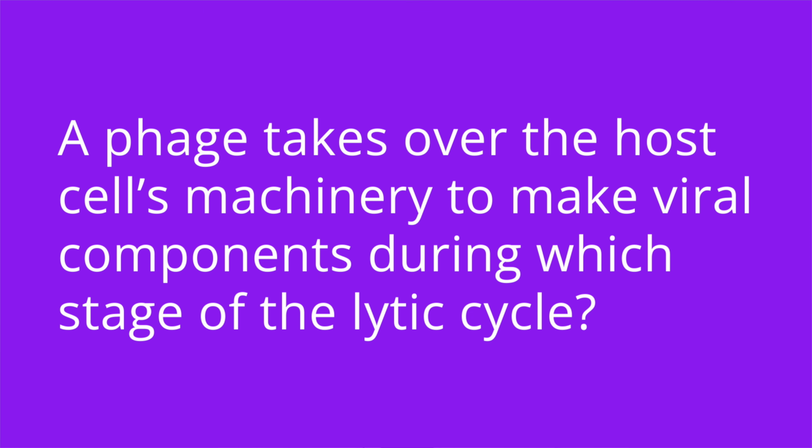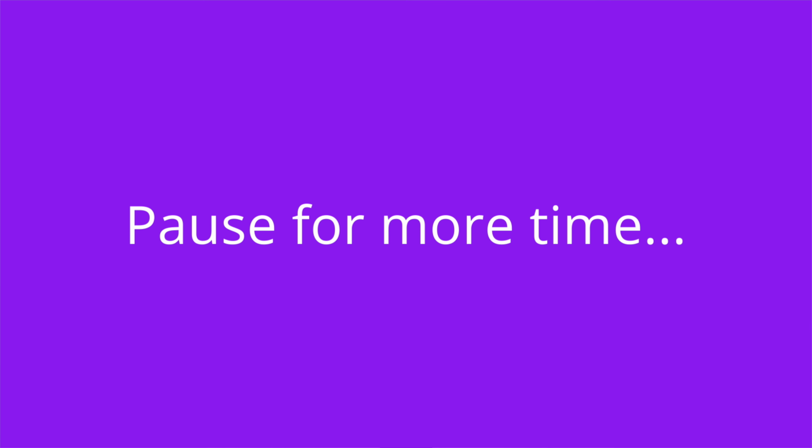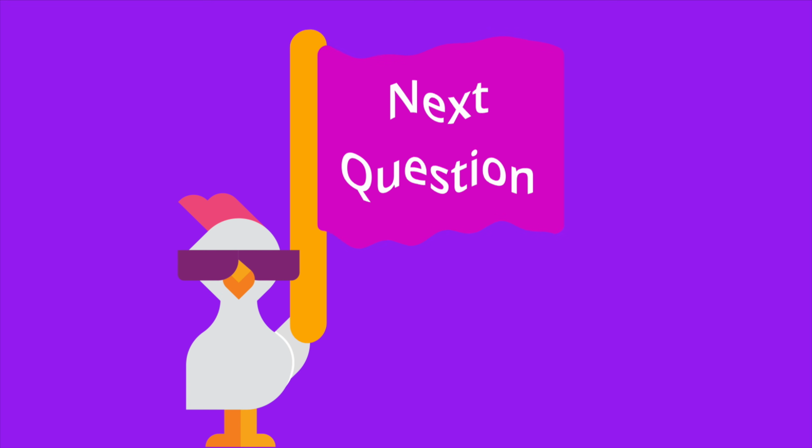All right, it's quiz time, and I have 3 questions for you. Question number 1. A phage takes over the host cell's machinery to make viral components during which stage of the lytic cycle? The answer is biosynthesis.